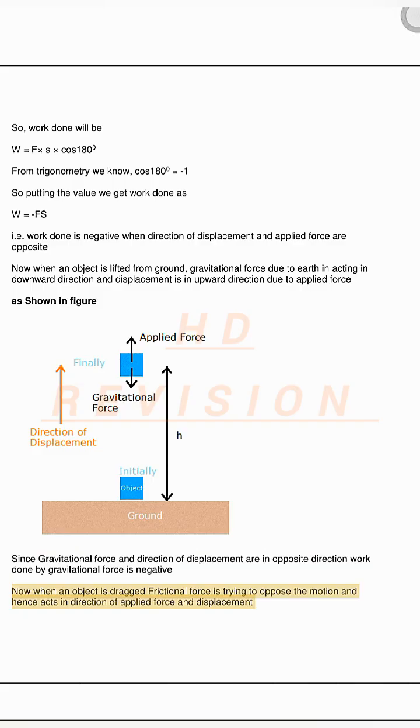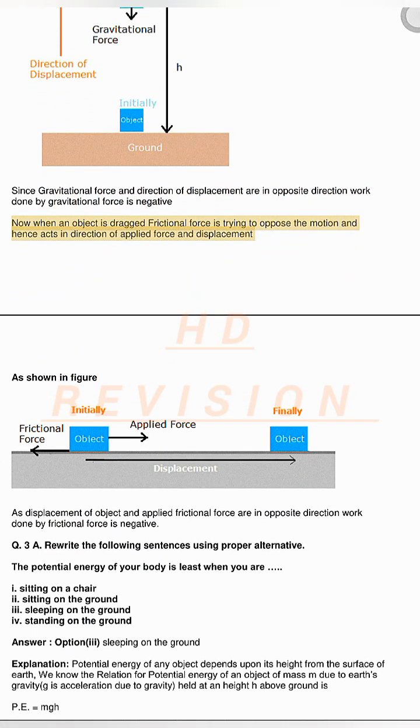Now when an object is dragged, frictional force is trying to oppose the motion and hence acts in the direction opposite to the applied force and displacement. As shown in the figure, as displacement of the object and applied frictional force are in opposite directions, work done by frictional force is negative.